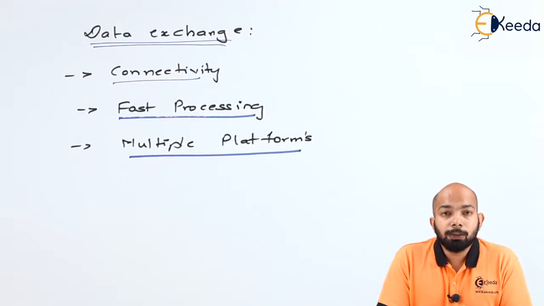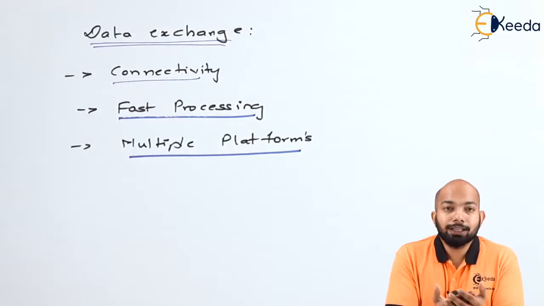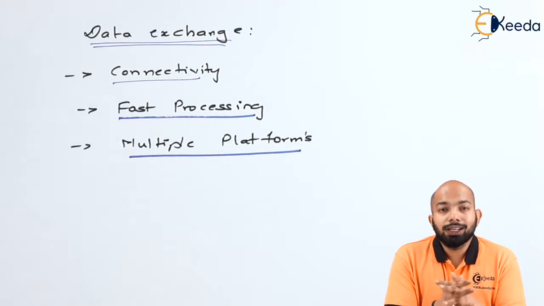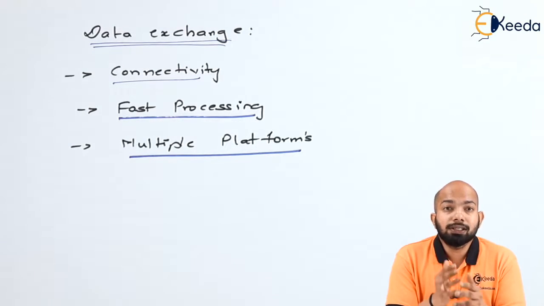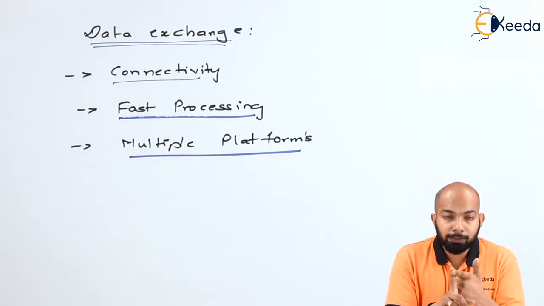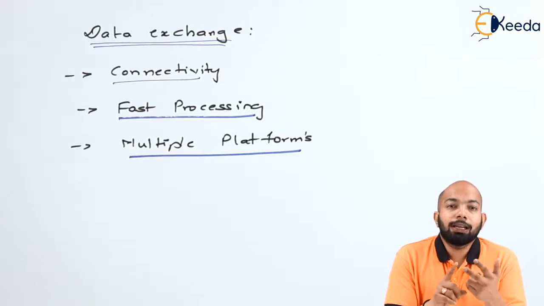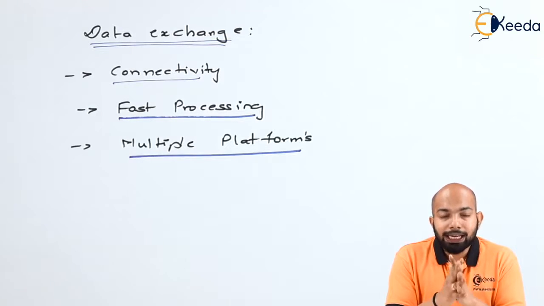Now, when we talk about multiple platforms, we don't use just one specific system. One specific phone doesn't just work on Android. Different phones work on iPhone systems, Windows systems, Symbian systems. So you have different systems for different kinds of phones. Similarly, with computer systems, different computers work on different systems: Linux, DOS, Windows, Apple, any different platform.